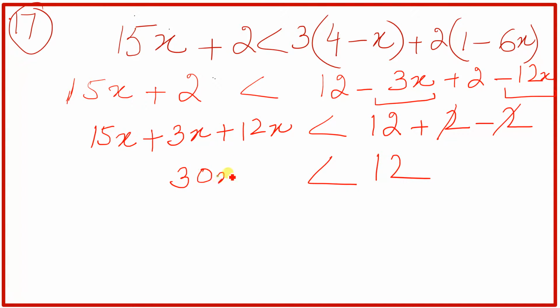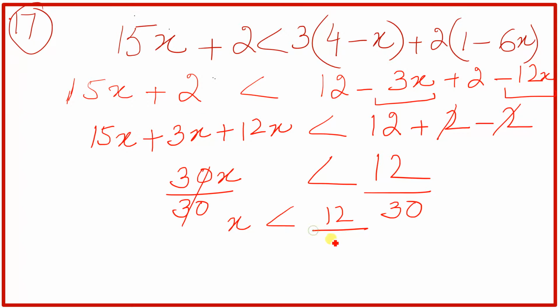So this is 30x. Here we have to divide both sides by the positive 30. It means there is no need to switch this sign. It will be 12 over 30. If we simplify it, x is lesser than 6 twos are 12, 6 fives are 30. It will be 2 over 5 and this is our answer.